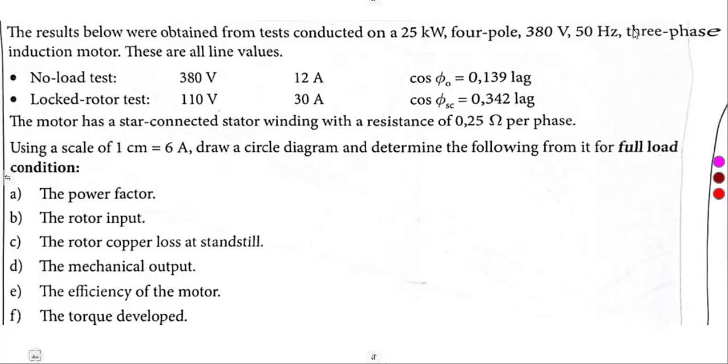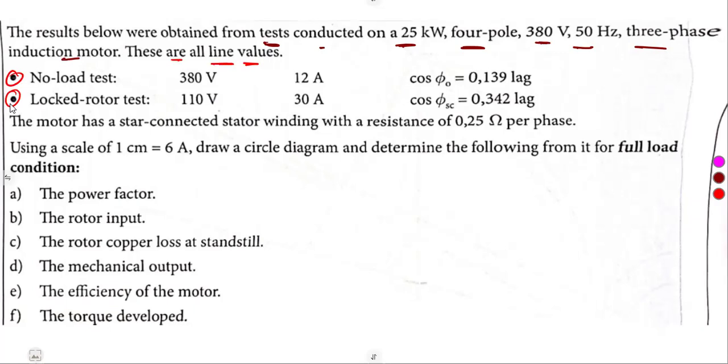So in this case, we are going to consider another question as a continuation from the previous questions that we were working with. So we are not going to waste much time. We are given that these results were obtained from tests conducted on a 25 kilowatt, 4-pole, 380 V, 50 hertz, three-phase induction motor. So these results are all line values. We have the no load test and also the locked rotor test.